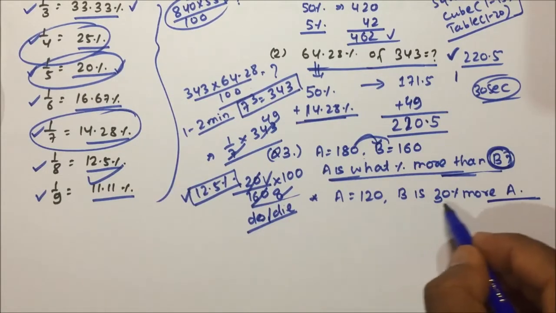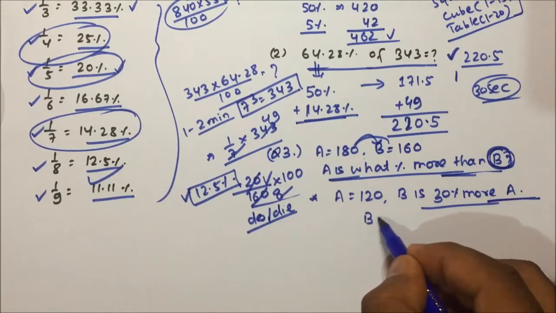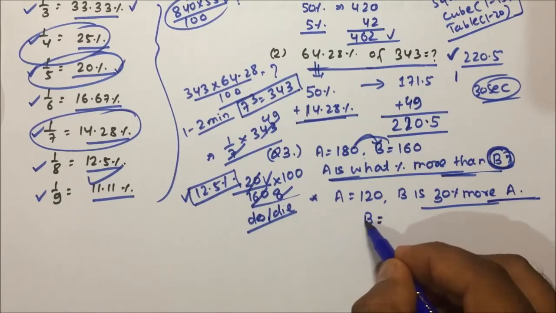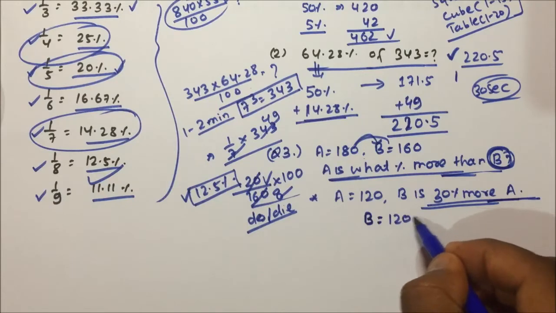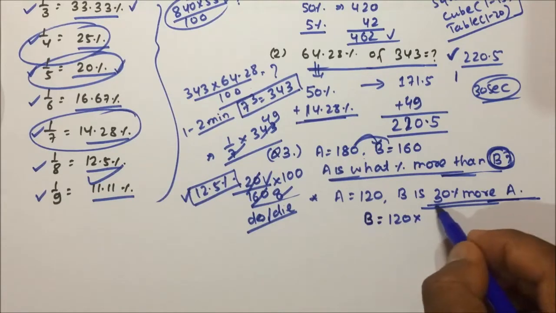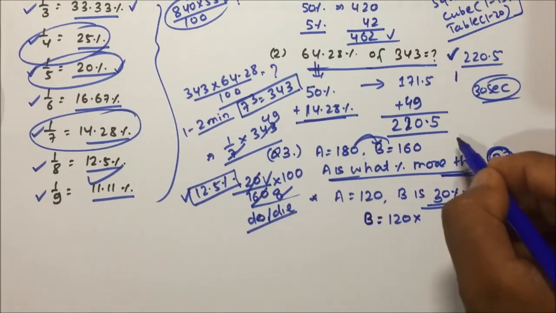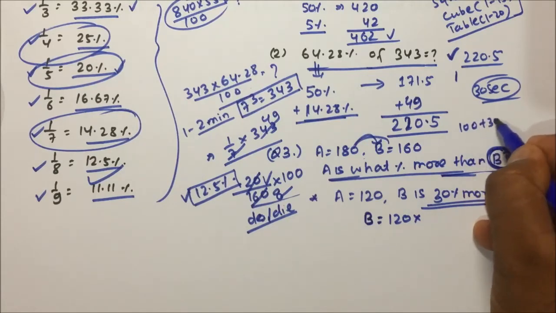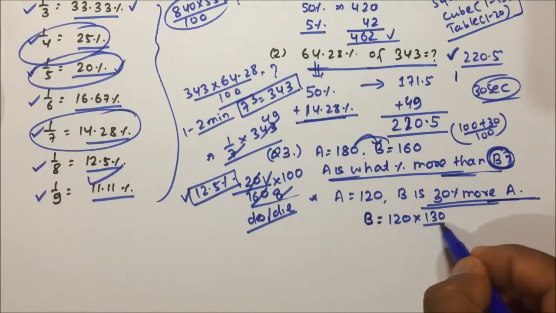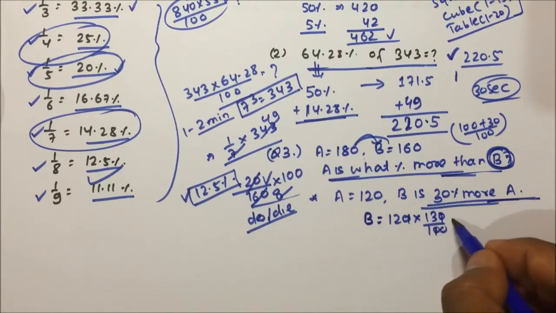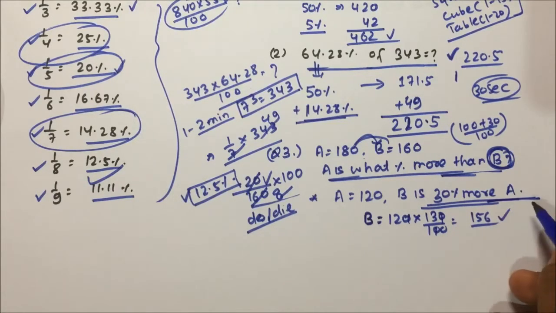So A is equal to 120, B is 30% more than A. So B is equal to 30% more than A. So A is 120 and B is 30% more. So if it is 30% more, 30% profit, then add it to 100 and divide it by 100. So 130 by 100, 10 10 gone, 10 10 gone, and this will be 156 will be the answer.